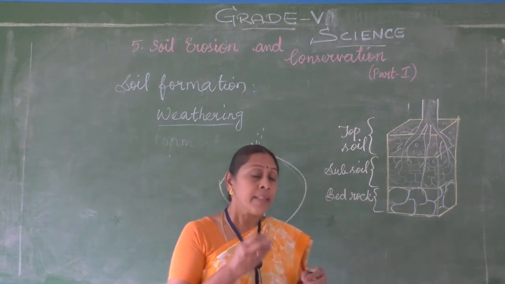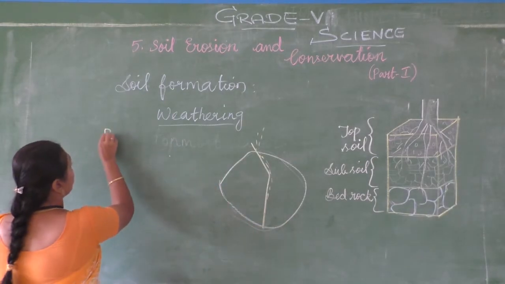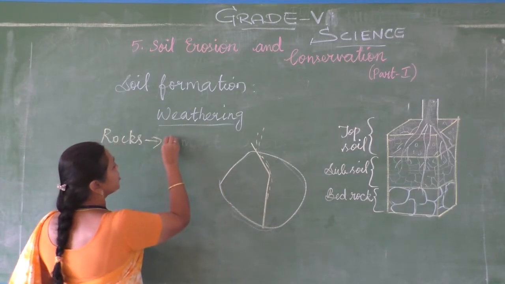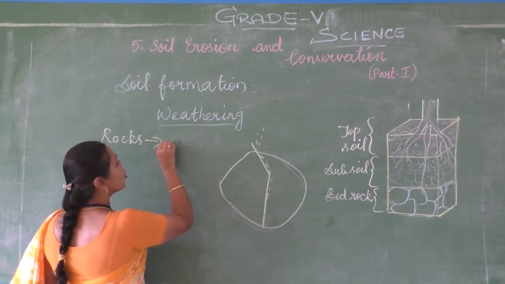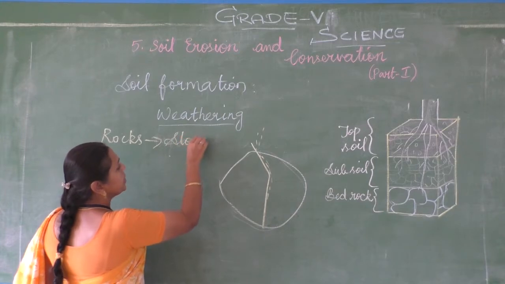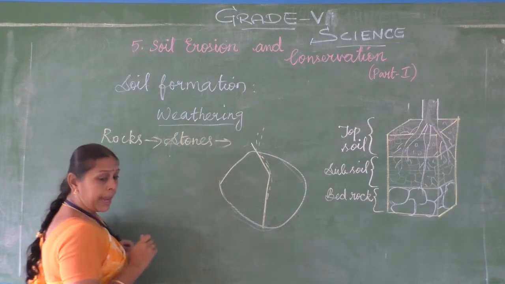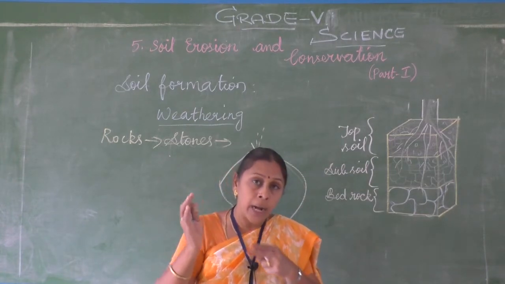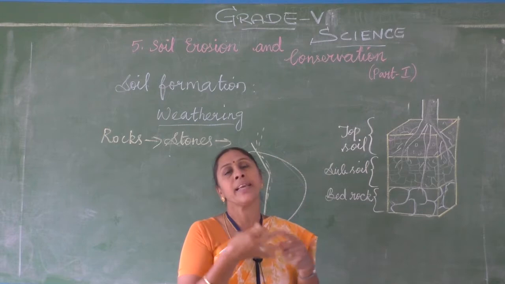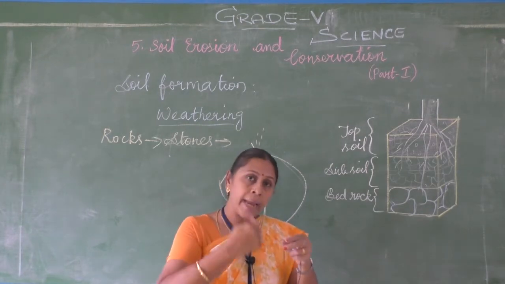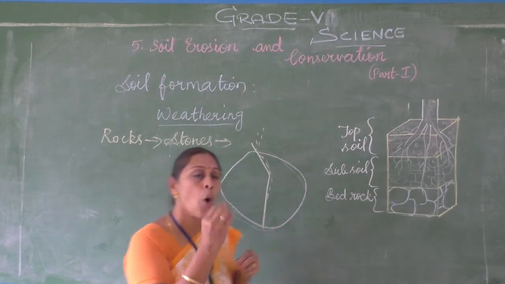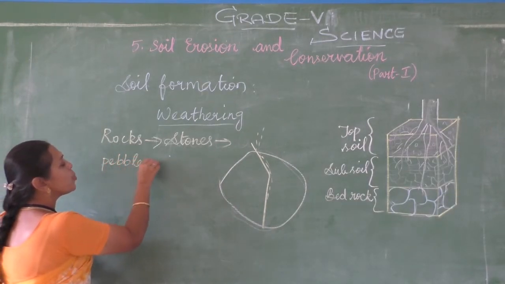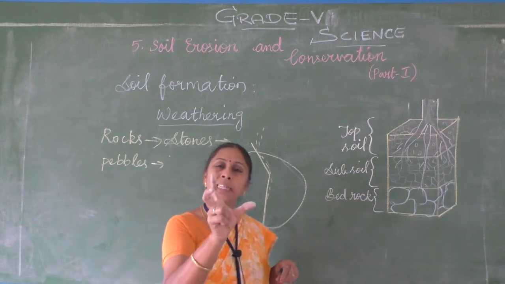And these rocks will be broken down into small stones. And these stones again, because of the blowing wind and the running water, will dash with each other and be divided into small pebbles. Pebbles means small stones. Stone means somewhat bigger.